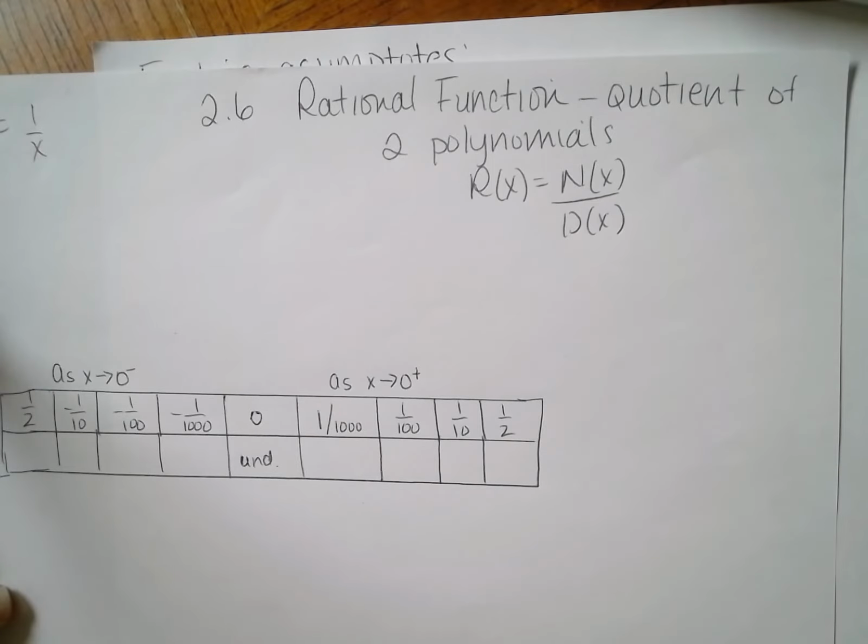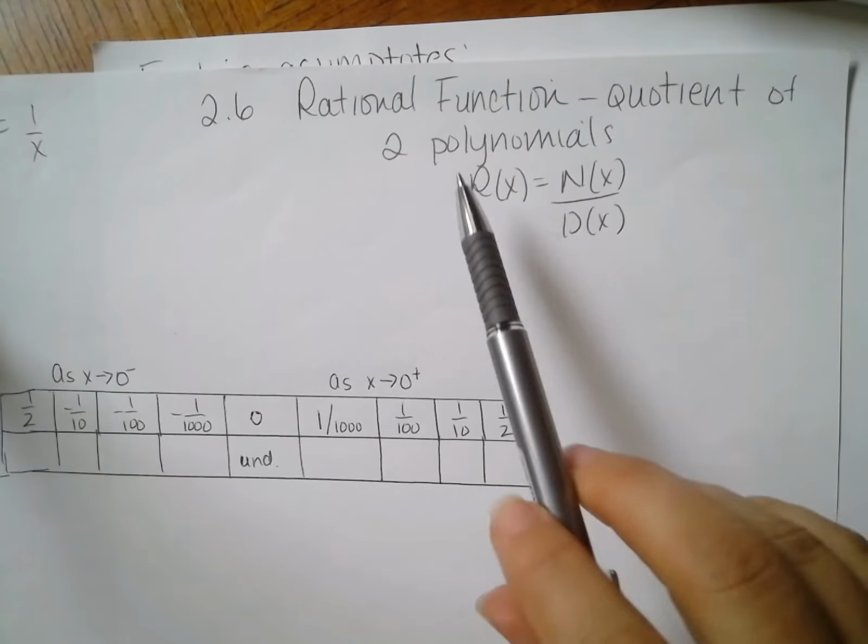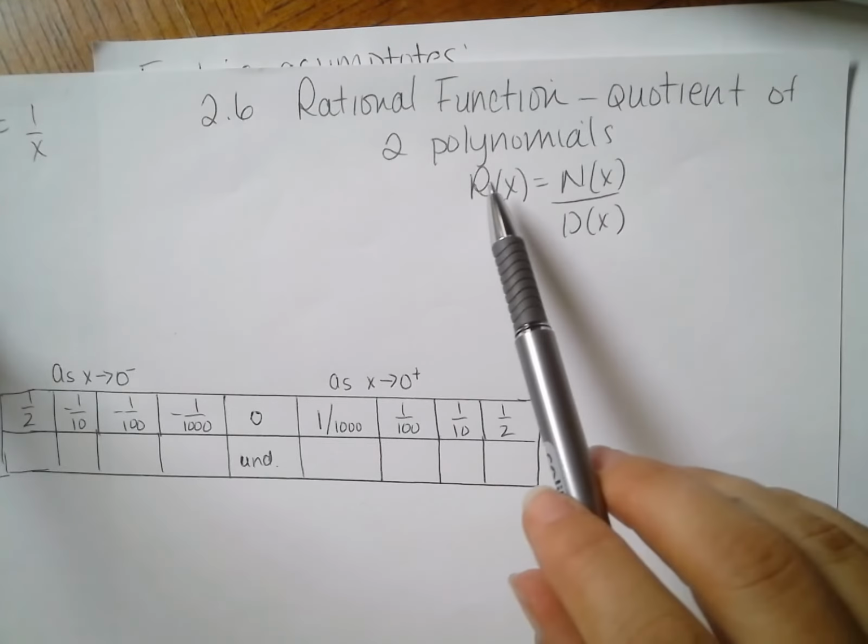We are in 2.6 today, which is on rational functions. We have worked with rational functions before, but we have not really graphed them. And so we're going to look in more detail at their graphs and some characteristics of their graphs. Okay, so first of all, a rational function is a quotient of two polynomials.